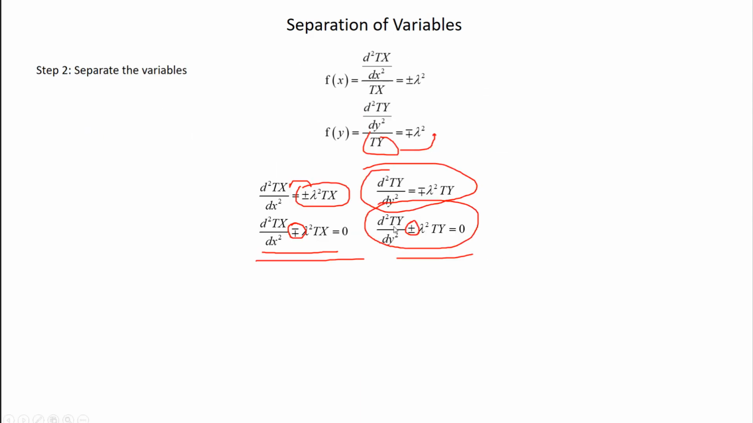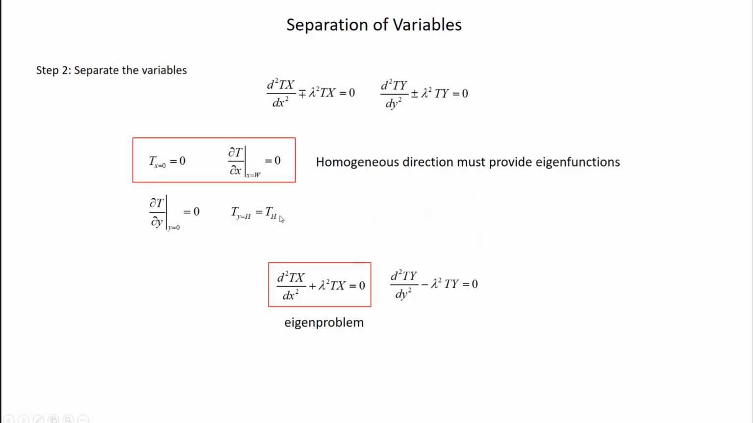So when I get to this point here, I have to recognize that my x direction is the homogeneous direction, and therefore when I solve my x direction problem, I'm going to end up getting very special functions that are called eigenfunctions, right? This x direction problem is what we call our eigen problem, right? So that guides what choice we make here and what choice we make here, right?